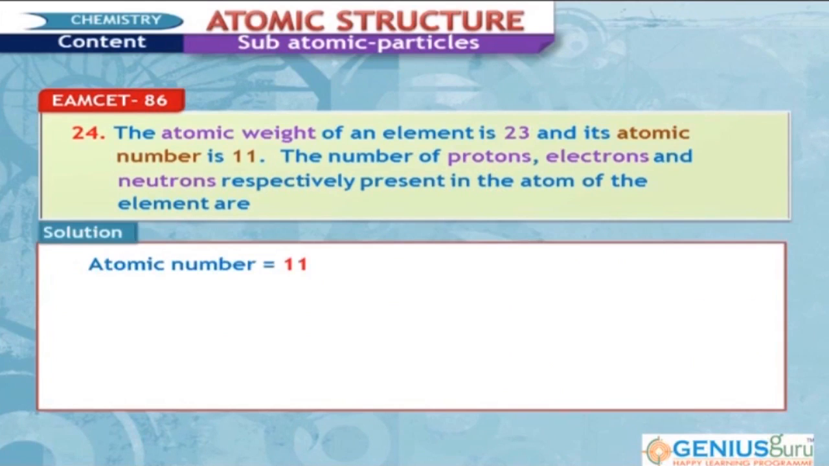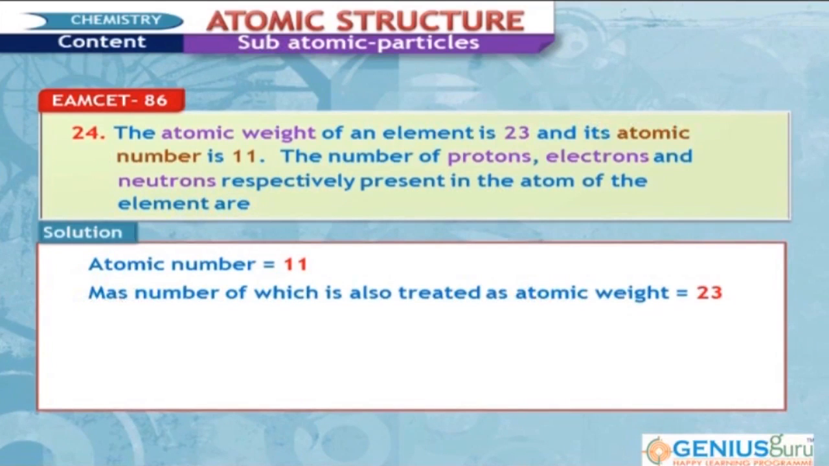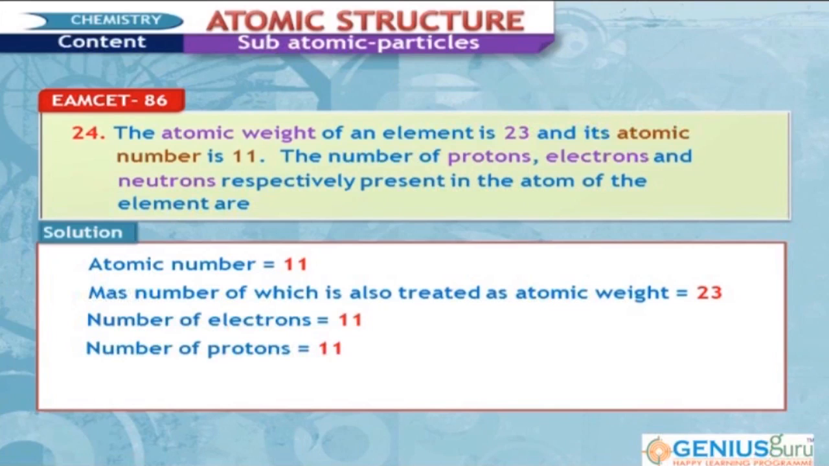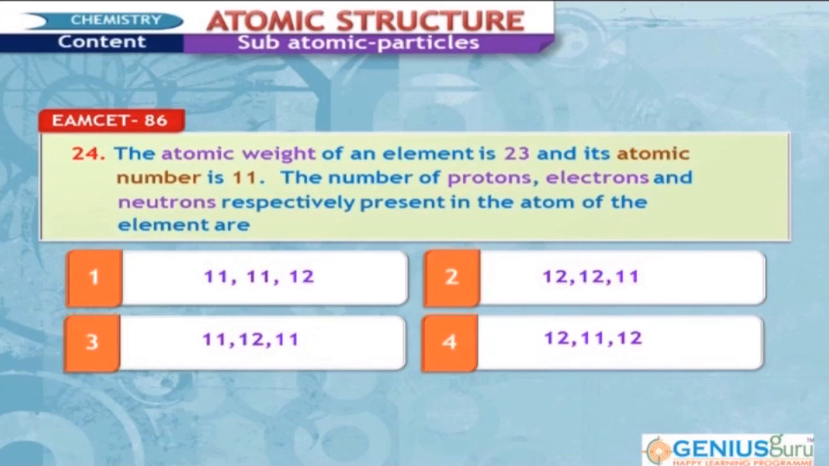Here the atomic number is given as 11. The mass number, which is also treated as the atomic weight, is given as 23. The number of electrons is the atomic number, so the number of electrons is equal to 11. The number of protons is also equal to the atomic number, so it is equal to 11. The number of neutrons is the difference between the mass number and atomic number. Therefore 23 minus 11, which is equal to 12. Hence the fundamental particles electrons, protons, neutrons respectively are 11, 11 and 12. Hence the correct option is 1.